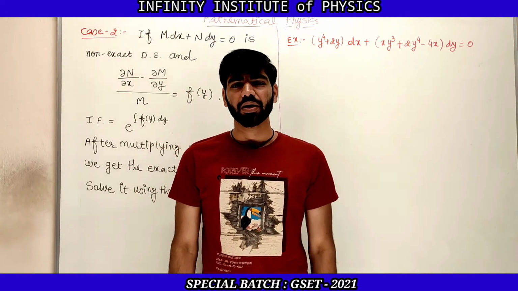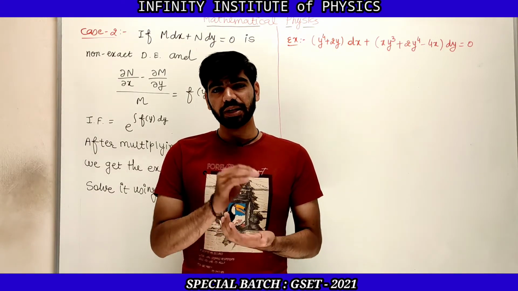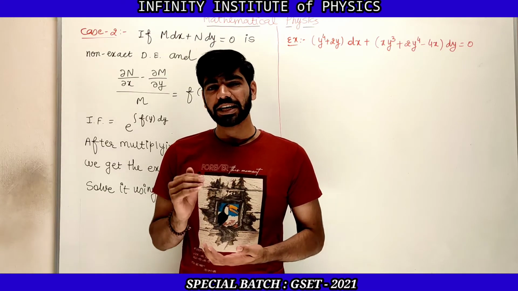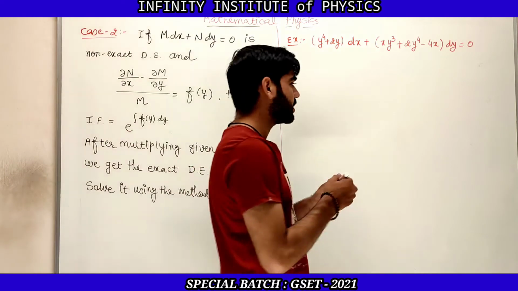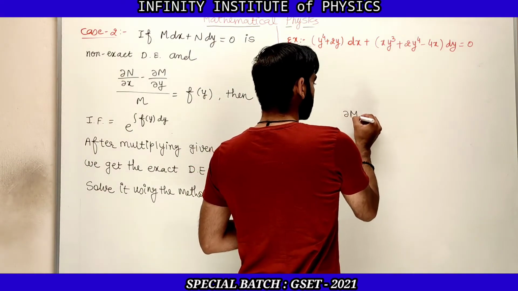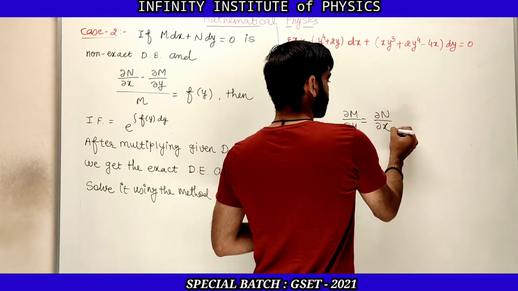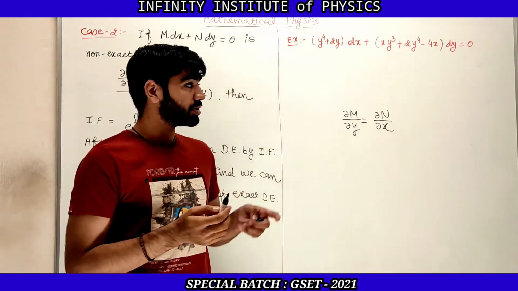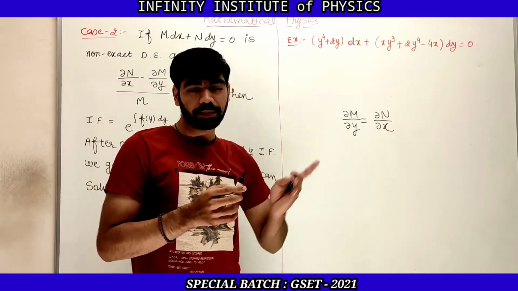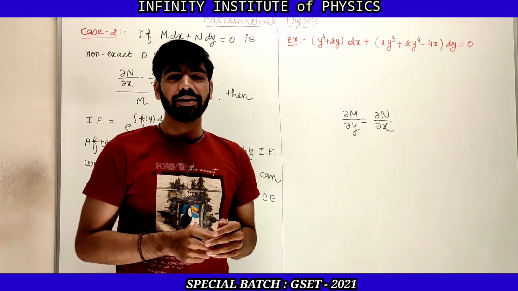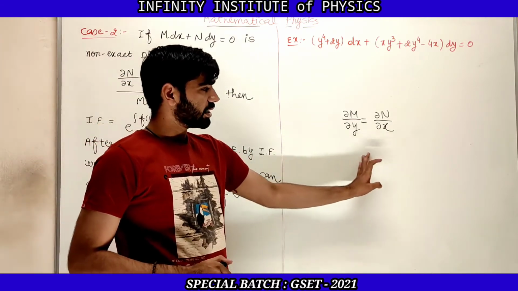Then after that we started the new topic, that is the exact differential equation. A differential equation of the form M dx plus N dy is said to be exact if it satisfies the condition that del M by del y is equal to del N by del x. If the differential equation M dx plus N dy satisfies this condition, then we can say it is an exact differential equation. And we have calculated examples.